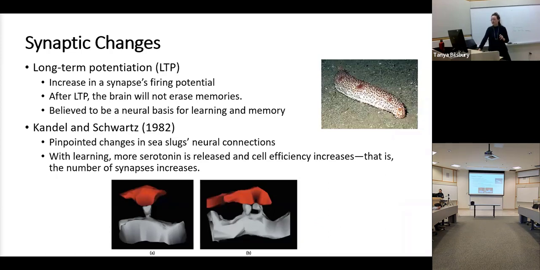The neural mechanism or basis for memory is called long-term potentiation. And basically, neurons that fire together wire together. So Kandel and Schwartz demonstrated long-term potentiation with sea slugs, and they showed it with classical conditioning. They wanted to know what was going on at the neural level as this response is learned and retained.